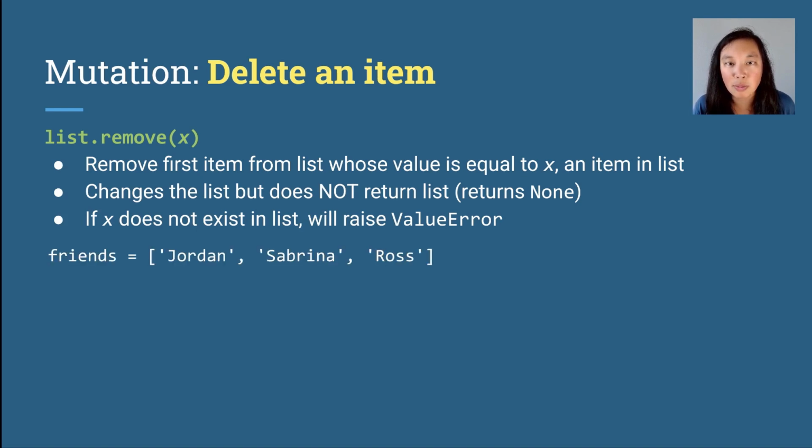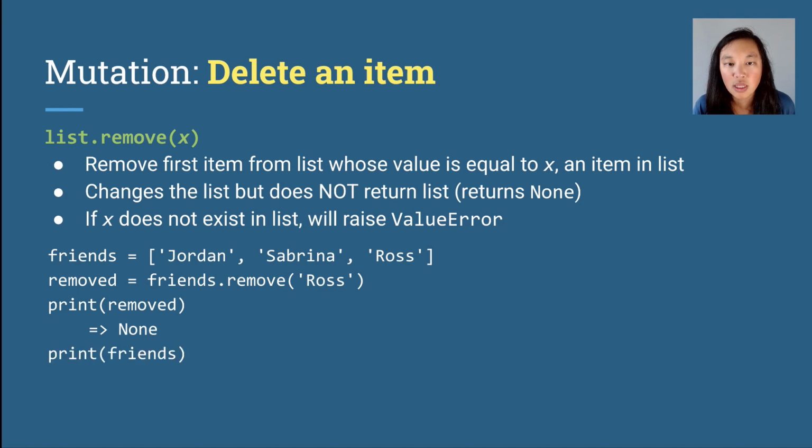Let's take a look at some examples. So if we have friends equals Jordan, Sabrina, Ross, and we do removed equals friends.remove(Ross), what this does is it's going to remove the first occurrence of Ross from the list. And it's going to return none, which is why when we print removed, it's going to print none. If we print friends, we will see that the list has been mutated to no longer include Ross. So it'll print out Jordan, Sabrina in a list.